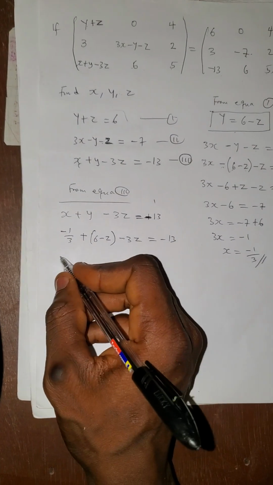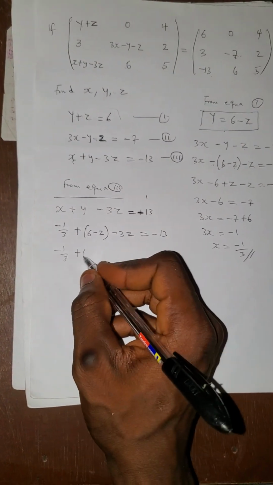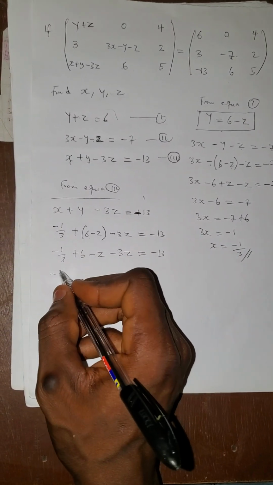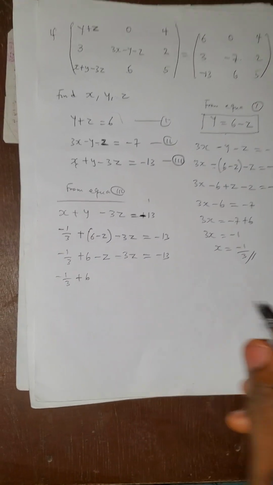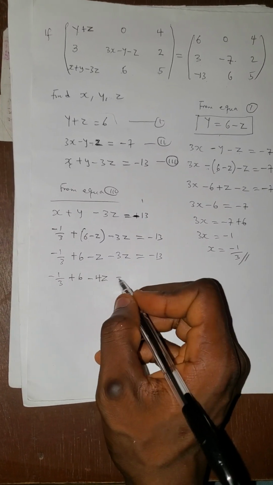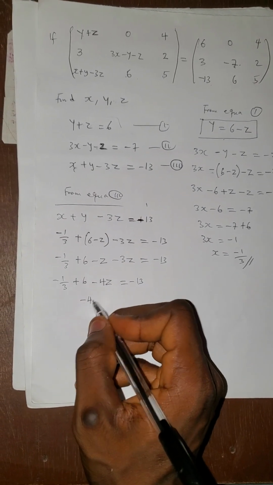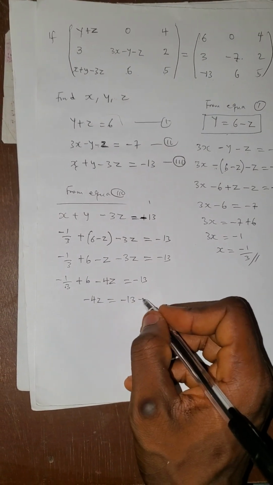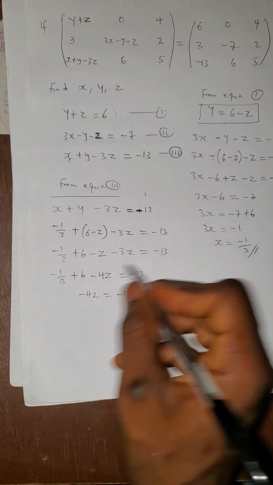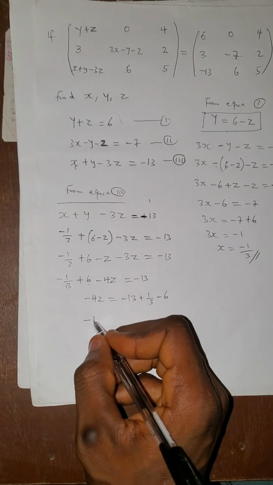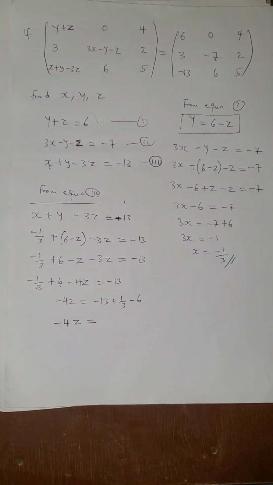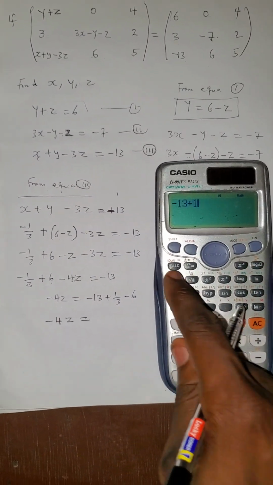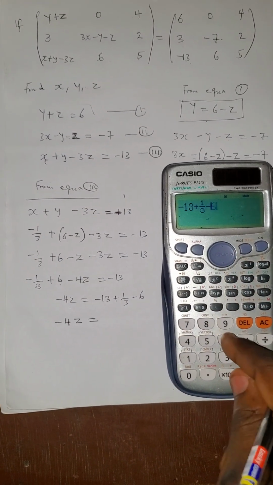Now open this bracket. We have minus 1 over 3 plus 6. This one will also be minus z. Minus 3z is equals to minus 13. Minus 1 over 3 plus 6. This one will be minus 4z equals minus 13. If we take minus 1 over 3 to this side, it becomes plus 1 over 3. If we take 6 to this side, it becomes minus 6. So minus 4z is equals to, let us press on the calculator, minus 13 plus 1 over 3 minus 6.